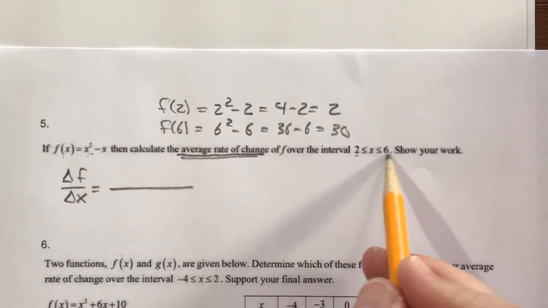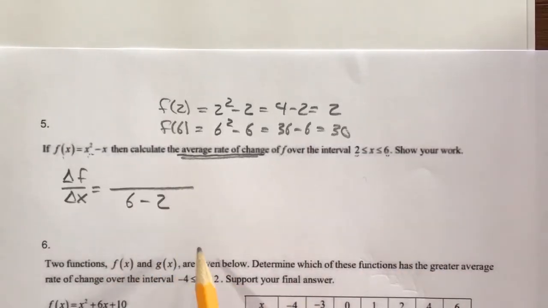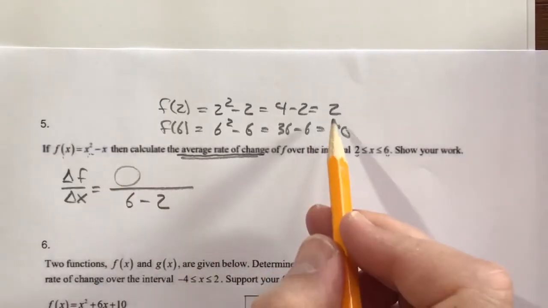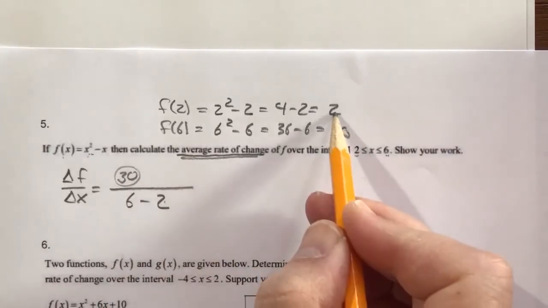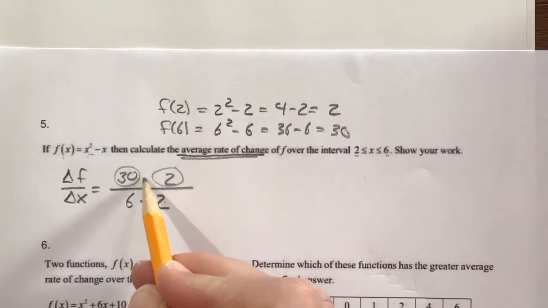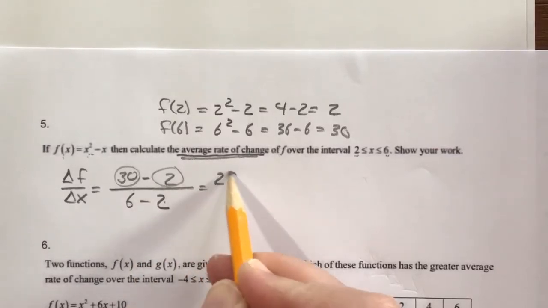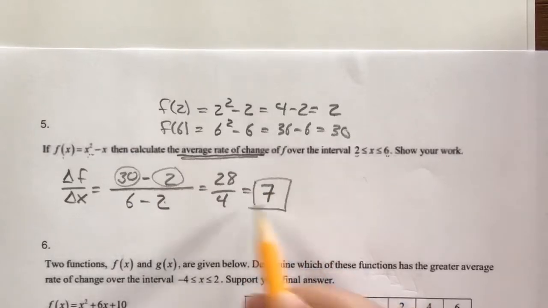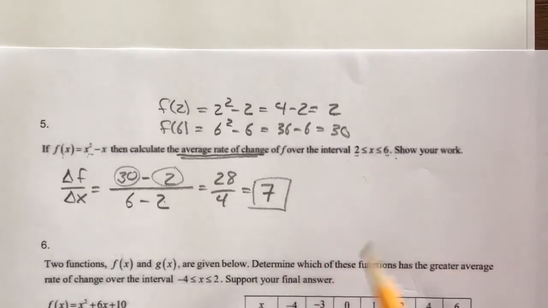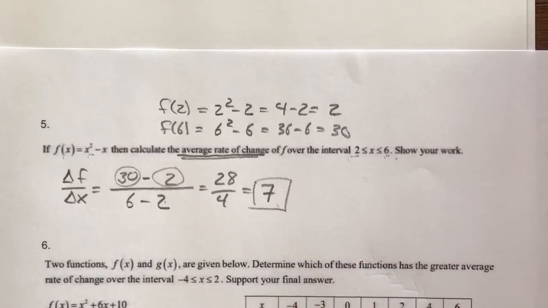Change in inputs, 6 take away 2, and above the 6, what's going there? The output was 30. What's going above the 2? The output was also 2. So I'm getting 28 over 4, which is 7. There's my average rate of change from 2 to 6. If we pick different numbers, you get a different average rate of change.